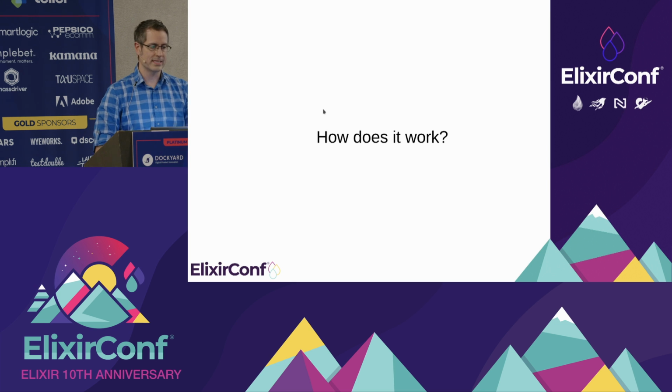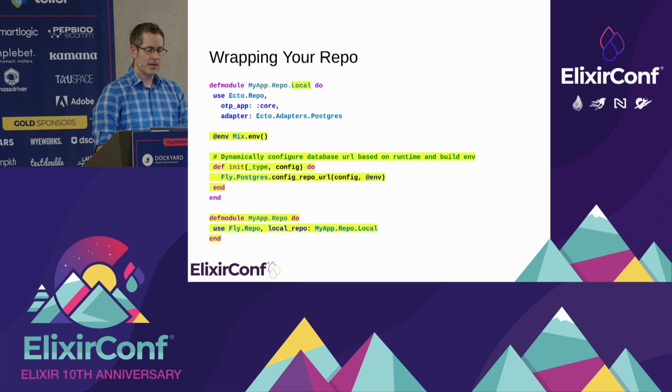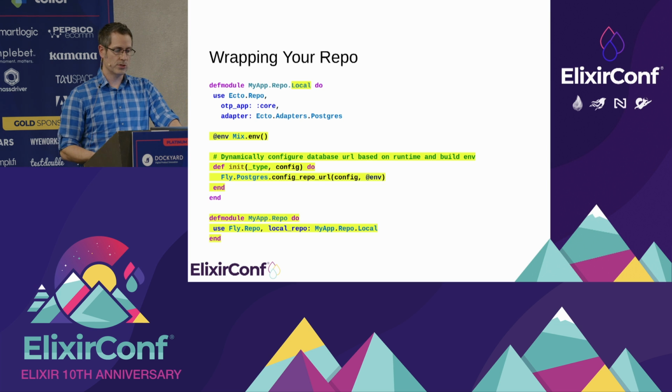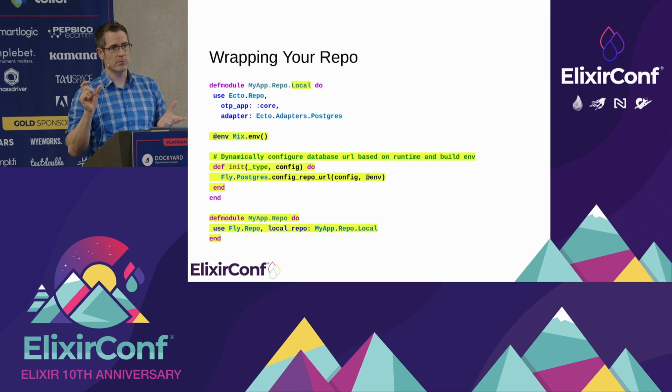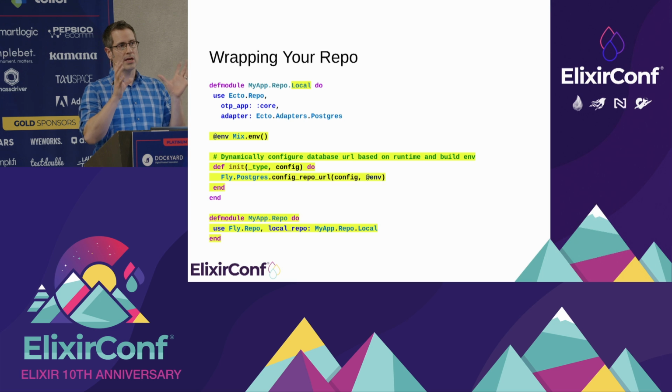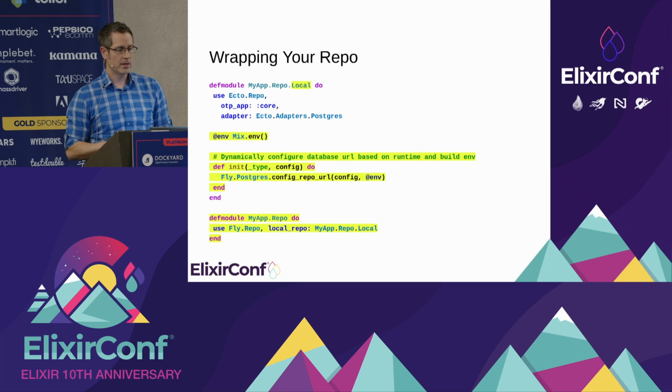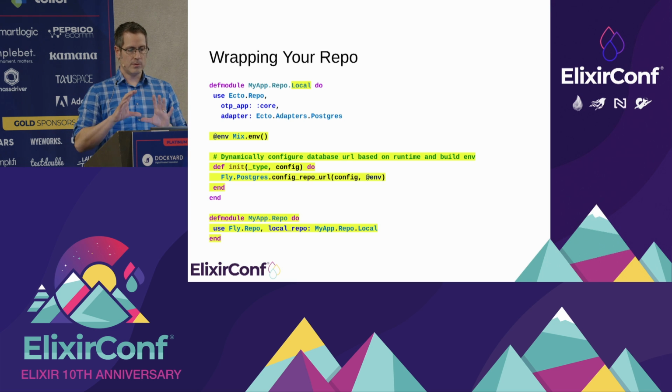So how does this work? Let's dig in a little bit to understand it. We wrap your repo. You take your normal repo and you can change the name of it. You put a .local on the end of it, and all that's doing is moving it out of the way. And then at the bottom, we add a new repo that has the same name as your current repo, and that uses Fly Repo.